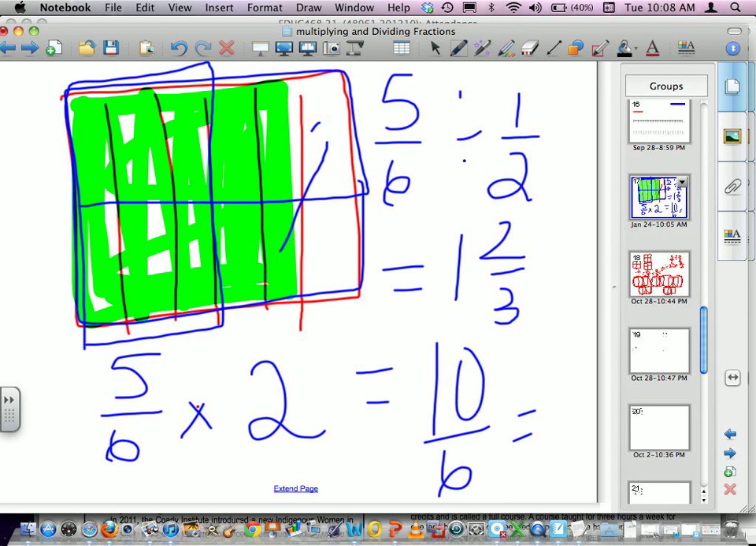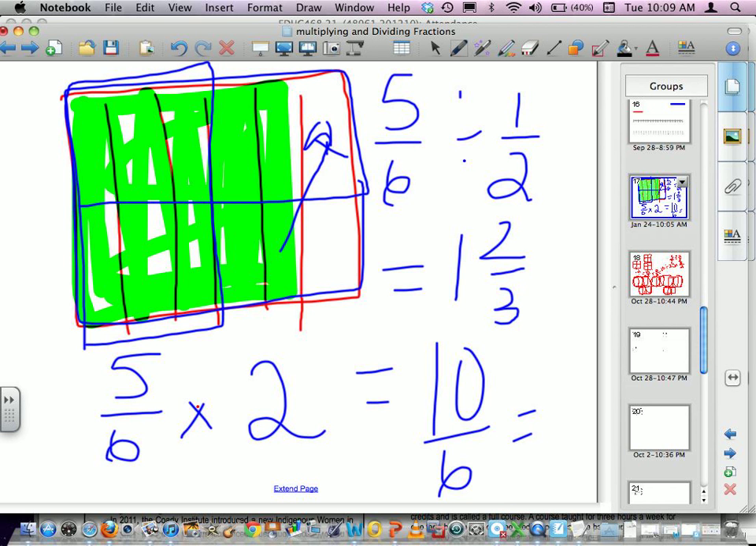I could take this one, fill it in up there. 1 and 4/6, which reduces to 1 and 2/3. Get the same answer either way. But this way shows you that I have 5/6 of a half, 5/6 of a half, so I have it twice, which is another way to show why that flip and multiply works. I took a set of a half. I have 5 out of the 6 equal pieces I would need, right?